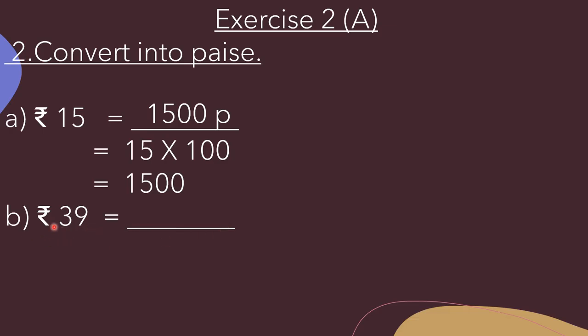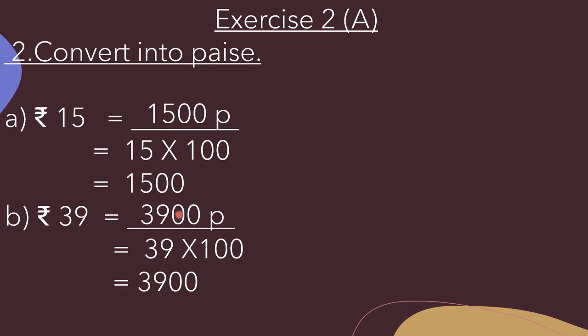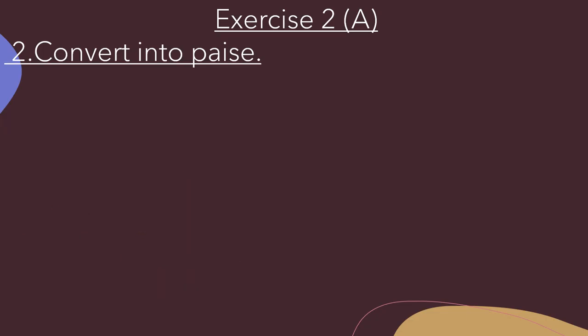Now in B part, rupees 39 is equal to dash. So again here we need to multiply 39 by 100. So here we will write 39 multiplied by 100, and what is the answer? 39, and after 39 we will write 2 zeros. So how can we speak it? Like this, 3900. So here we will write the answer 3900 paise. Okay, so in rupees 39 there are 3900 paise.